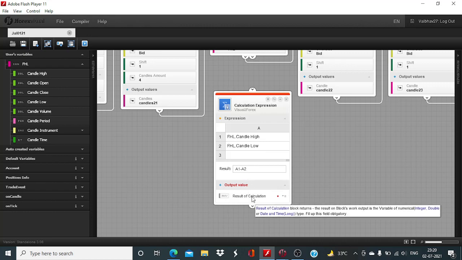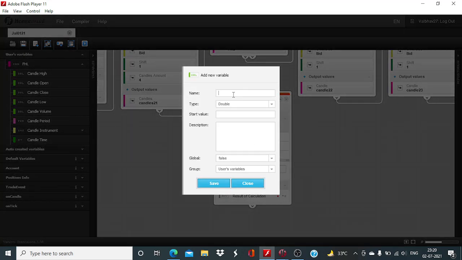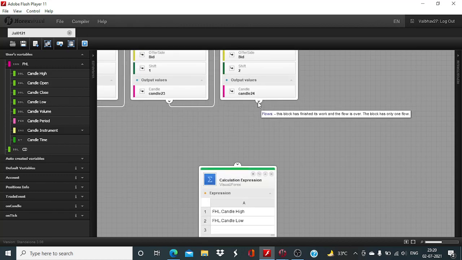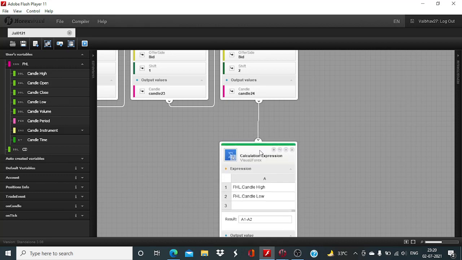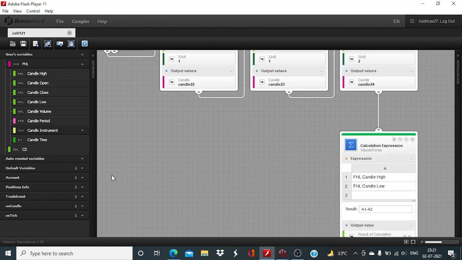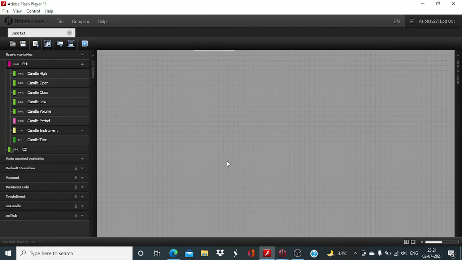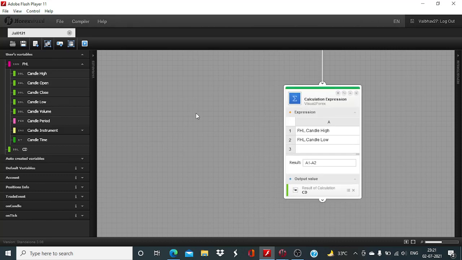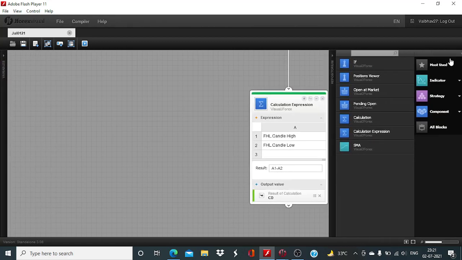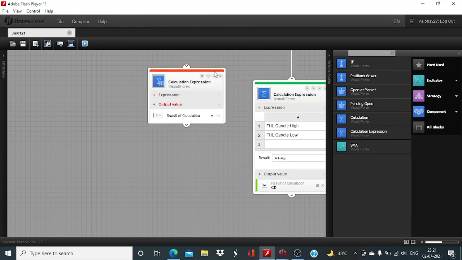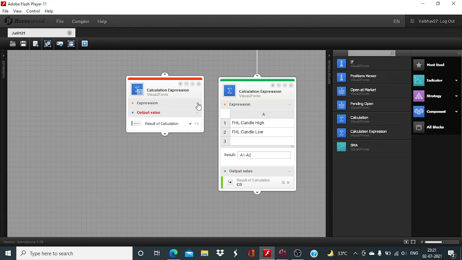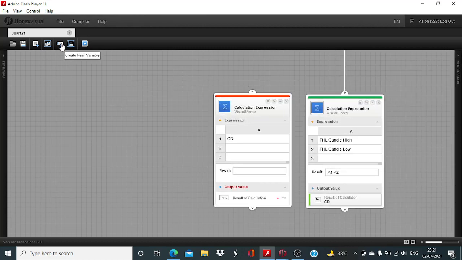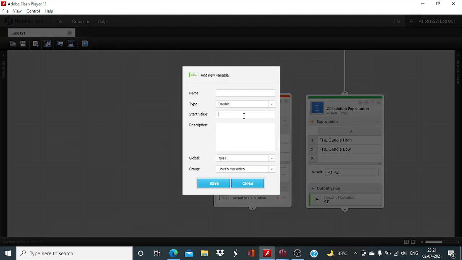A1 minus A2, and we will name it as the CD. We will take one more for the time being, but of course we will be needing a lot more of these, and we will simply multiply this output with a new variable which will have the value of 0.5.